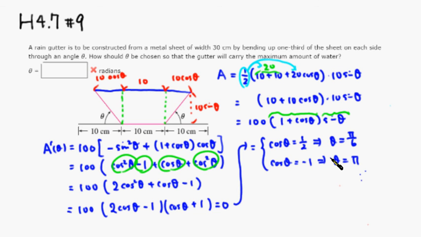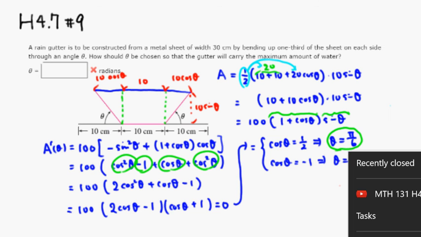But you can see that we want theta to be between 0 and pi over 2, because if you pass pi over 2, there's no way the cross-sectional area is going to be larger. So between 0 and pi over 2, the only critical number would be this guy. That means that when the angle is pi over 6, the cross-sectional area is the largest.